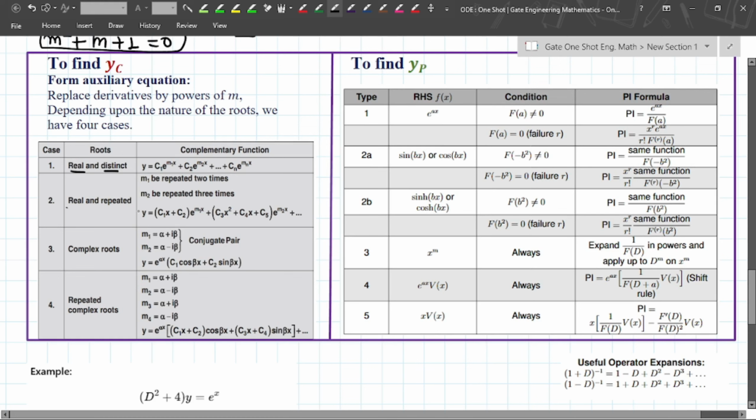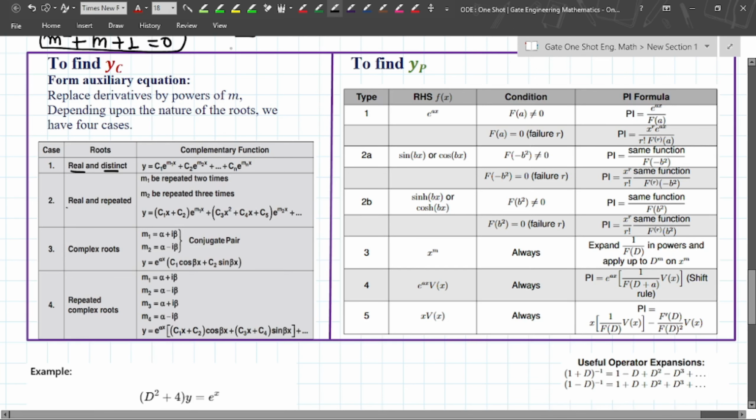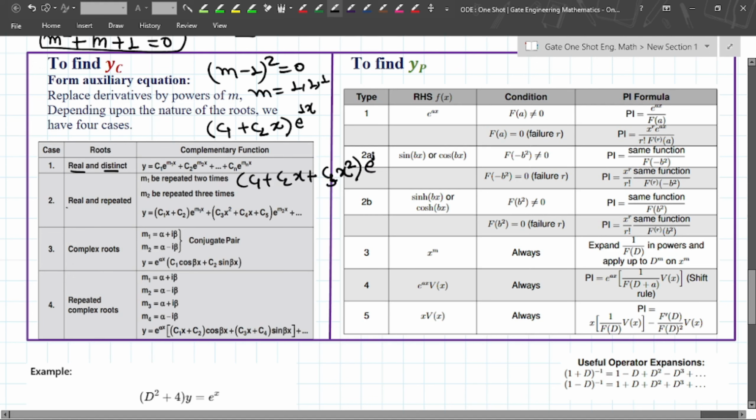The next case is real and repeated roots. For example, it may be like this: m minus 1 whole square is equal to 0, then m is equal to 1, 1. So the solution will be c1 plus c2 into x. If a root is repeating 2 times, then it will be c1 plus c2 x times e to the power of 1x. If it is repeating 3 times, then it will be c1 plus c2 x plus c3 x square times e to the power of 1x.